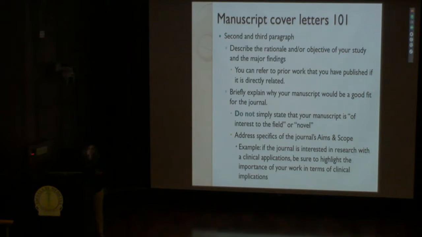Also, you want to briefly explain why it is a good fit for this journal. You don't want to say, hey, my findings are novel or they're of interest to the field. You actually want to go back to their website, look up their scope, and use keywords that they use there as to why your research is relevant to be published in their journal. For example, if you are seeking to publish in a journal where they're really interested in clinical applications, then you want to rationalize your findings as to how they will advance clinical applications.